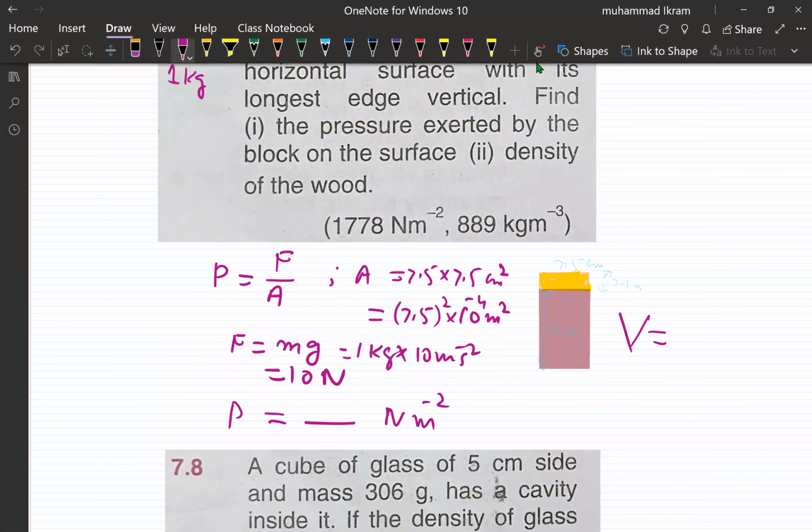They also ask for the volume. If this is the length, this is the width, and this is the height, with length and width the same, you multiply length, width and height, and you will get the volume. So this is also very easy.